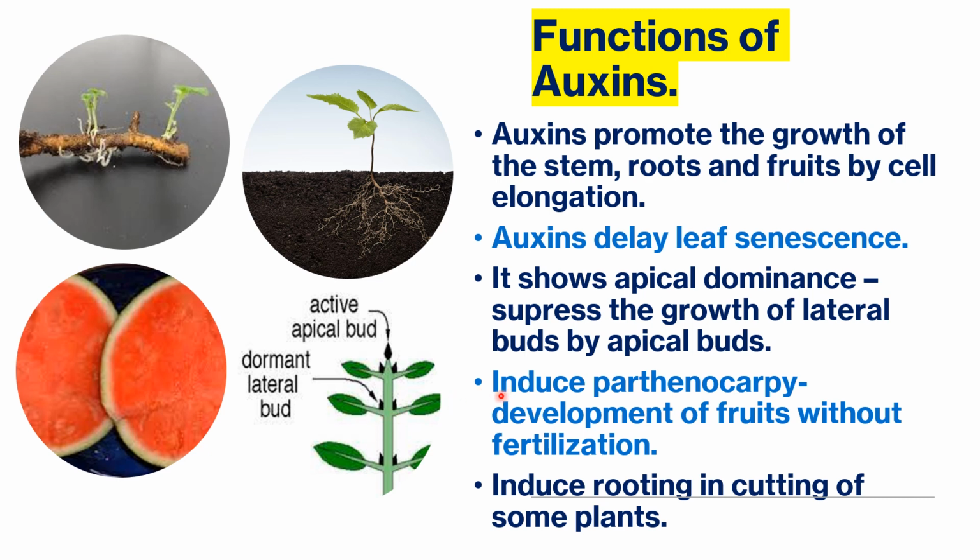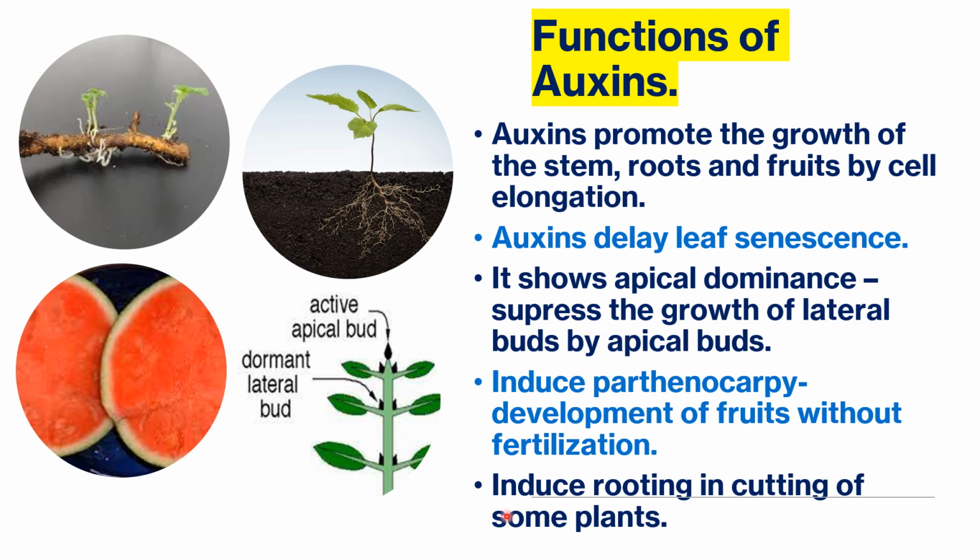Then the next function, induce parthenocarpy. What is parthenocarpy? Development of fruits without fertilization. There is no fertilized seed. You can see there is banana. If you observe that, you can say yes, that is a parthenocarpic fruit. The ovules are not fertilized. That phenomenon, we call it parthenocarpy. Remember this point, a very important point.